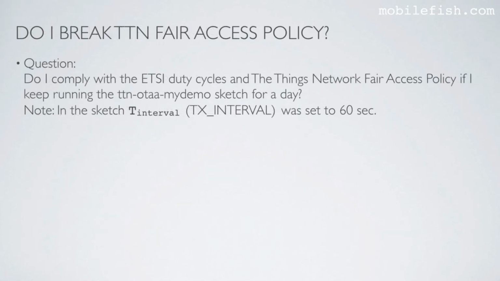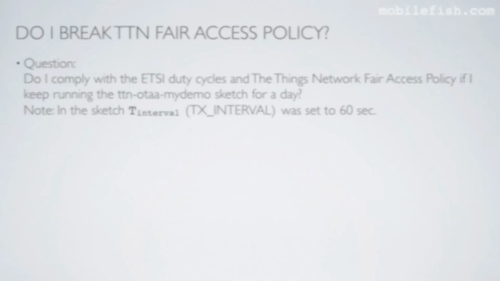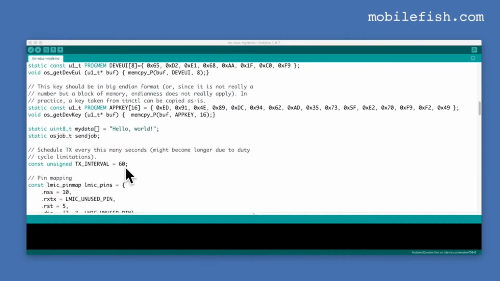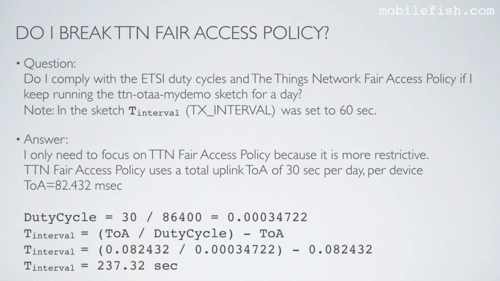So the question was, do I comply with the ETSI duty cycles and the Things Network Fair Access Policy if I keep running the TTN OTA My Demo sketch for a day? Please note, in the sketch, the transmit time interval was set to 60 seconds. As you can see, the transmit time interval is set to 60 seconds. So here is the answer.